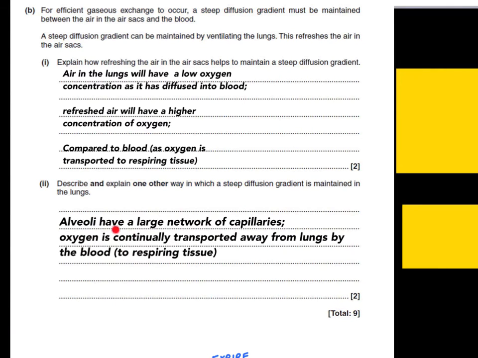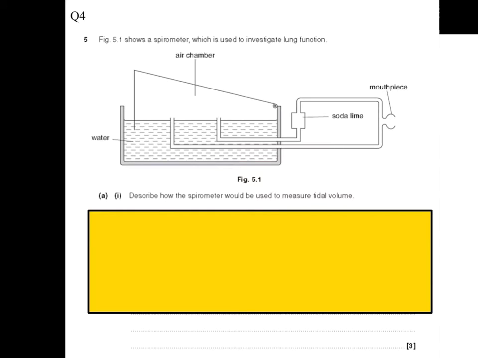So alveoli have a large network of capillaries. That's describing, so you're saying what structures are in place to help explain this. So oxygen is continually transported away from the lungs by the blood to respiring tissue. That explains it. There's the description, what it is, the structure and/or the adaptation, and there's the explanation, how that helps. So this was the one question I genuinely thought was very challenging. I thought all the others were quite easy if you'd revised for them, but this one is challenging.